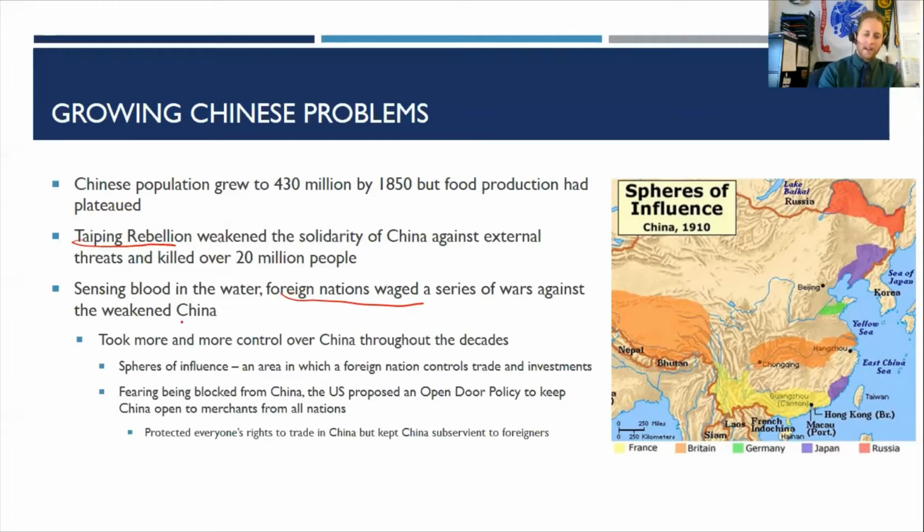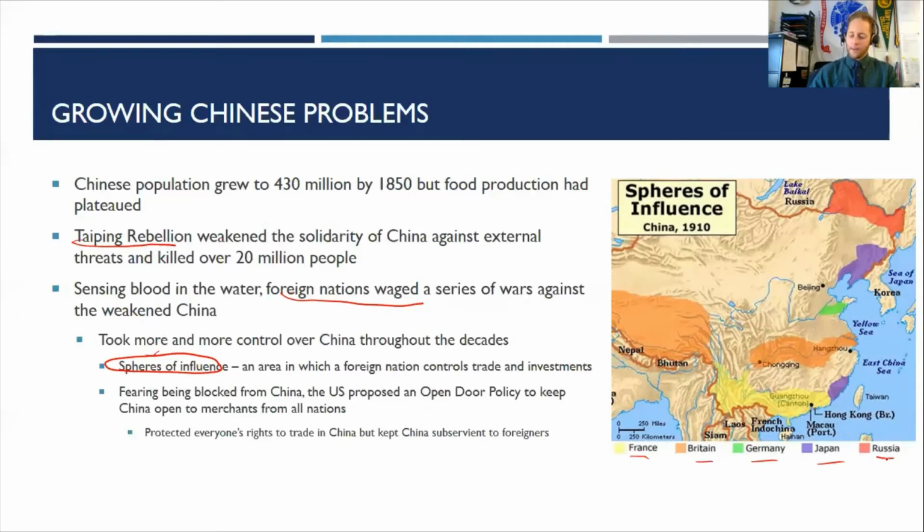These are going to set up things called spheres of influence. A sphere of influence is an area in which a foreign nation controls trade and investments. On the map on the right, you can see the different spheres of influence from countries such as France, England, Germany, Japan, and Russia to the north. With spheres of influence, the territory is still technically, legally Chinese, but the trade and the economy of that region is influenced heavily by these European powers. So this is a step towards imperialism without turning China into a direct colony of the imperial powers.